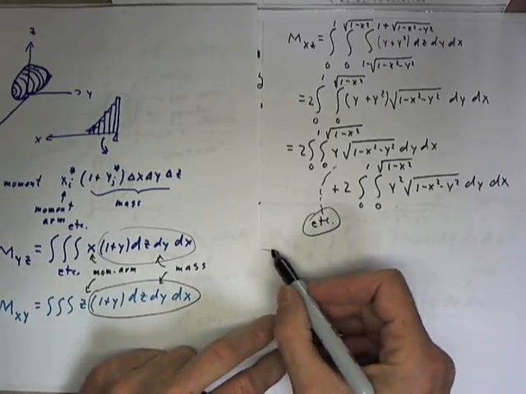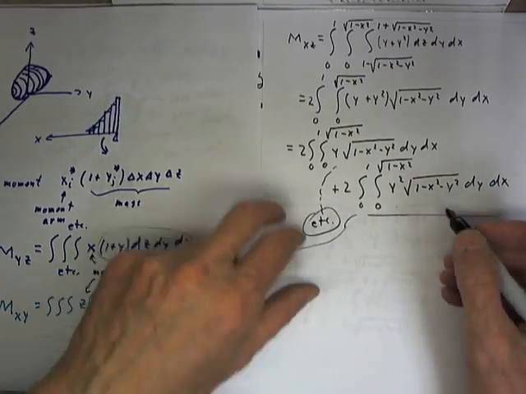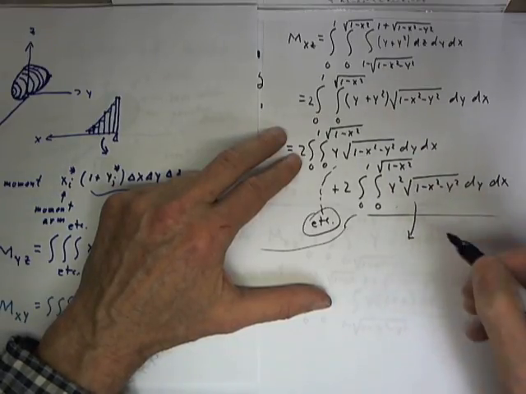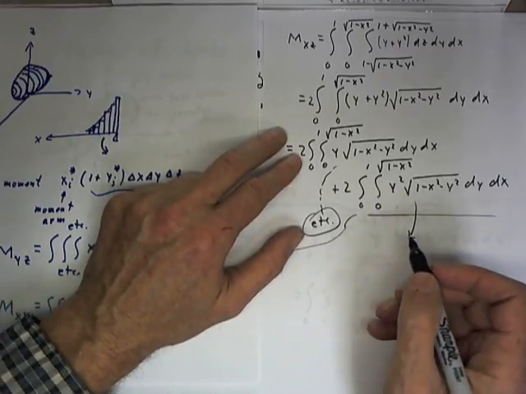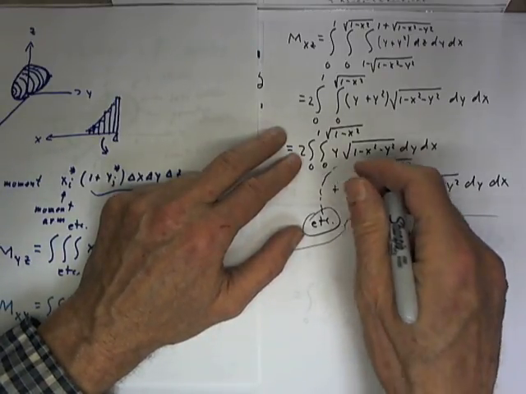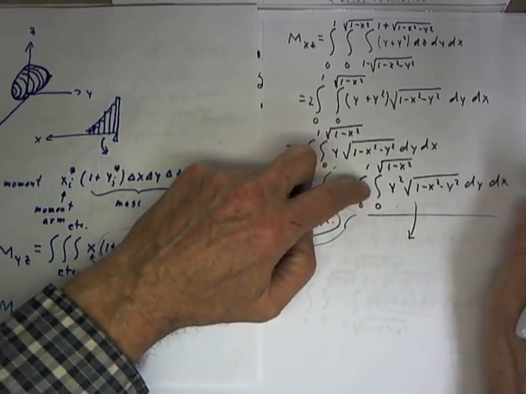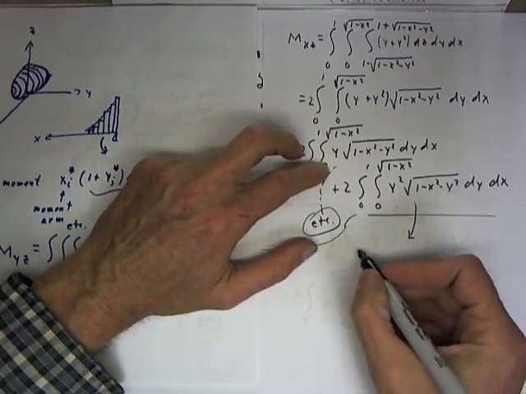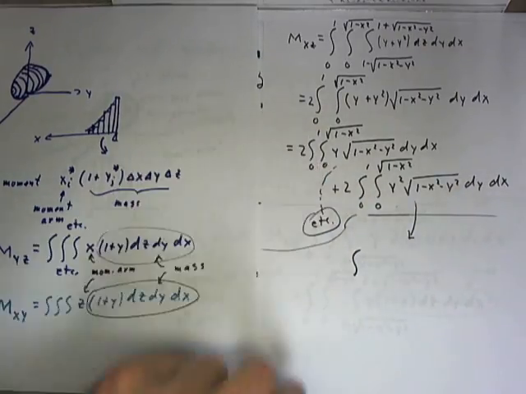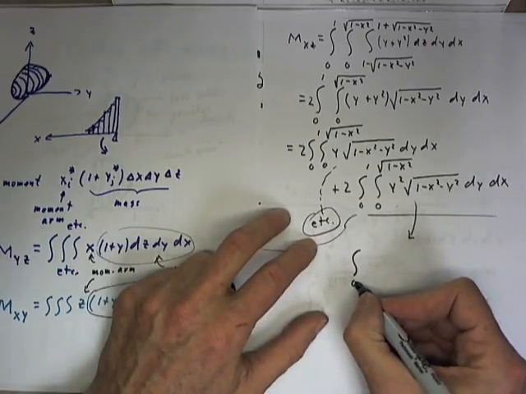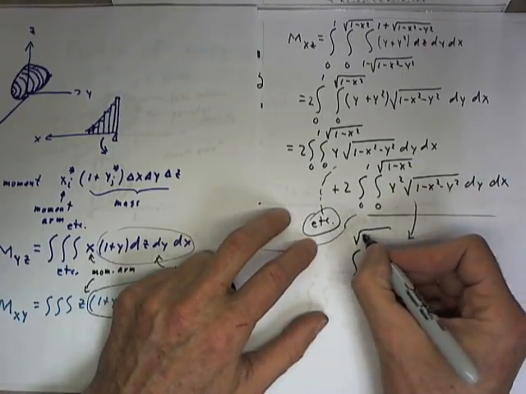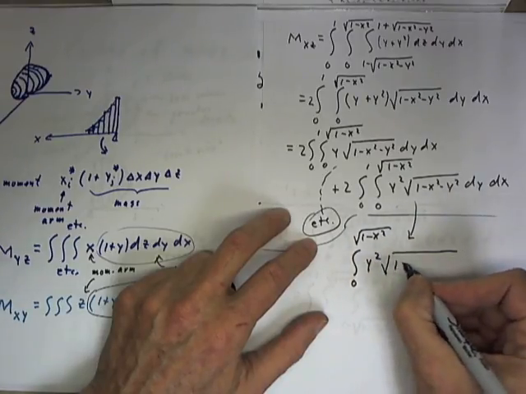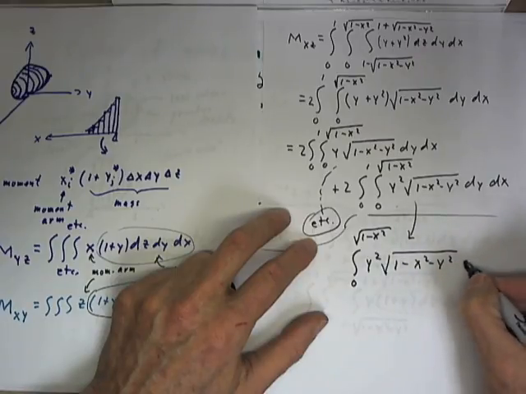The thing that we have to worry about, or that we have to do a little work on, is this integral. So let's look at the process of integrating. I'm going to leave the 2 off, and I'm also going to leave the dx off. I just want to integrate from 0 to the square root of 1 minus x squared with respect to y. So for right now, I want to digress and look at the integral from 0 to the square root of 1 minus x squared of y squared times the square root of 1 minus x squared minus y squared dy.